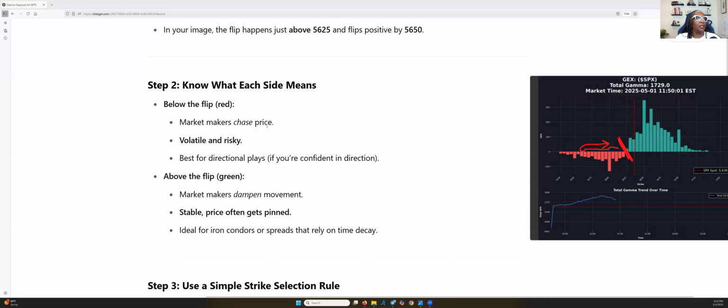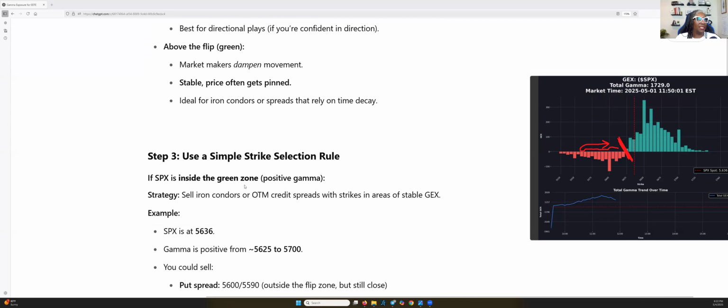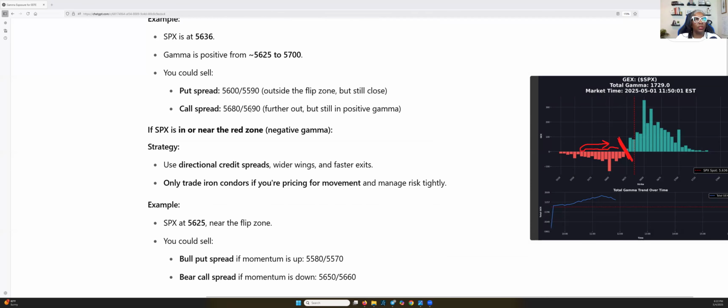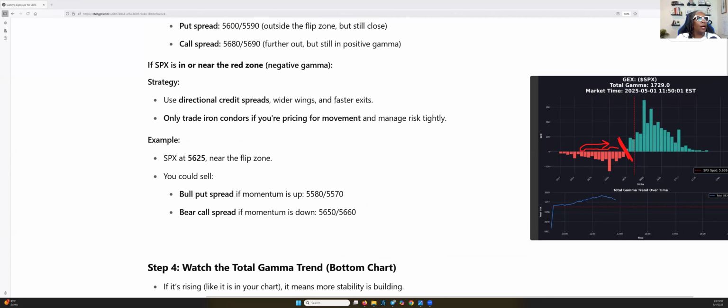Market makers chase price in the red, volatile and risky. Above the flip, market makers dampen the movement and it gets a lot more stable. We talked about the price selection for trades. If you're in the red zone, you want directional credit spreads, wider wings, and faster exits.